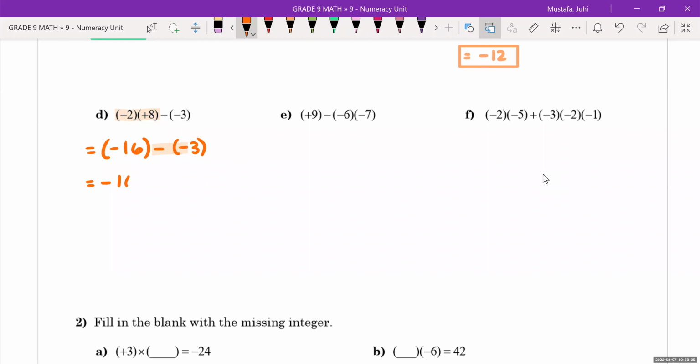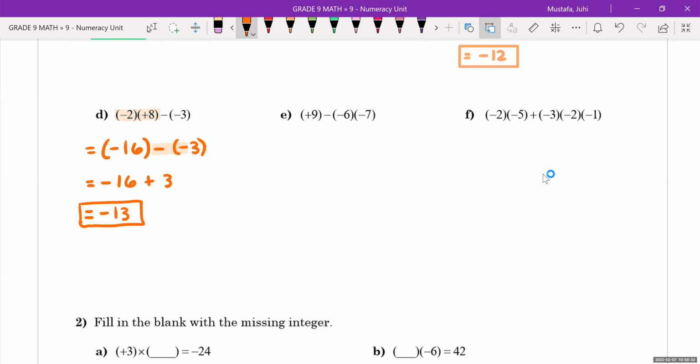Good. So we're going to have -16 plus 3, different signs. So we're going to subtract the numbers and take the sign of the bigger number. What's 16 take away 3? And then the sign of the bigger number is? Good. So it's going to be -13.